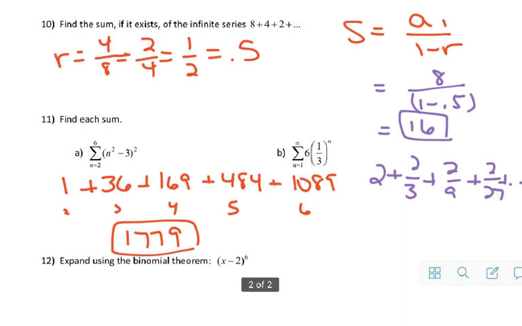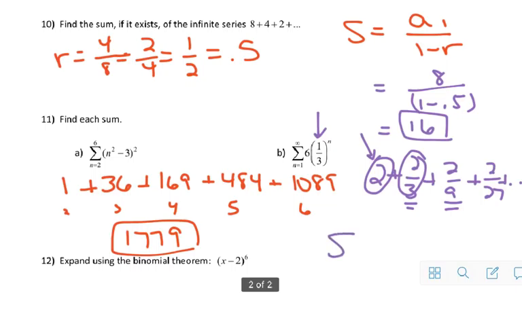And then this is a geometric sequence, because if you do the second term divided by the first term, 2/3 divided by 2 is 1/3. Or if you do the third term divided by the second term, 2/9 divided by 2/3 is 1/3. Hey, look, the 1/3 is in the parentheses. And the first term is 2. So this is an infinite geometric sequence, like the previous problem.